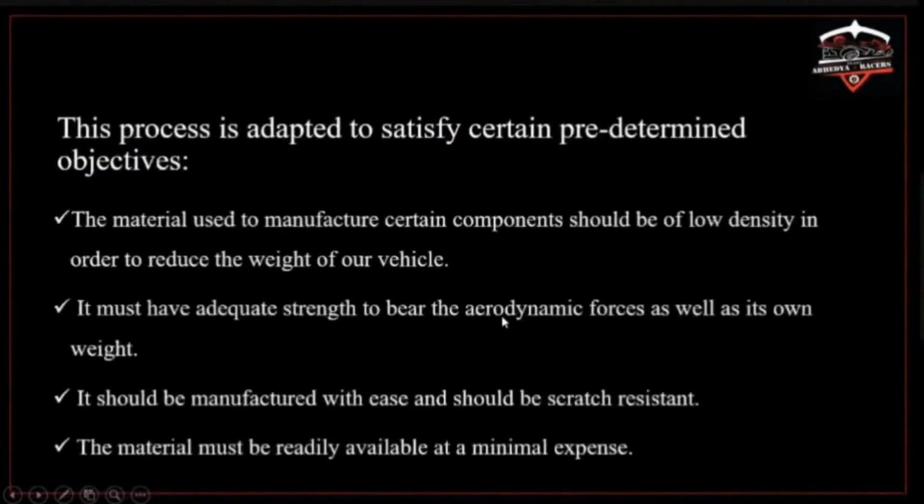This process is adapted to satisfy certain predetermined objectives. The material used to manufacture certain components should be of low density in order to reduce the weight of a vehicle. It must have adequate strength to bear the aerodynamic forces as well as its own weight. It should be manufactured with ease and should be scratch resistant. The material must be readily available at minimal expense.